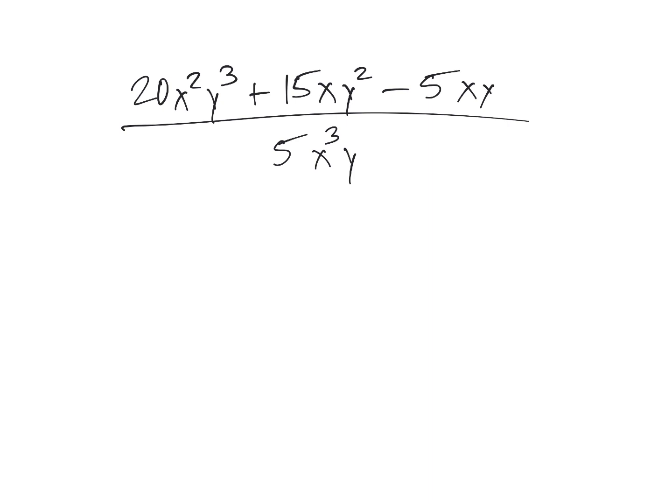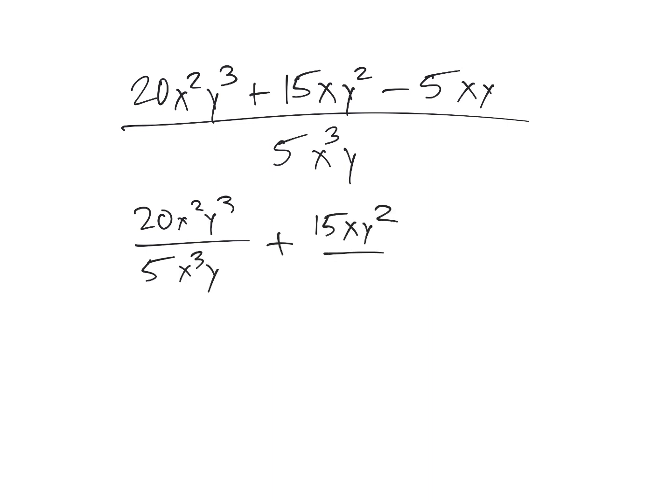All right. Now, a couple different ways you could do this. You could factor the top first if you wanted to, but I think it would be better if you split them into three fractions. It doesn't matter. You get the same answer, okay? So I would take 20x squared y cubed over the 5x cubed y, 15xy squared over the 5x cubed y, and the 5xy over the 5x cubed y.